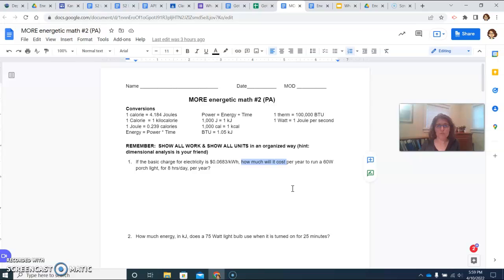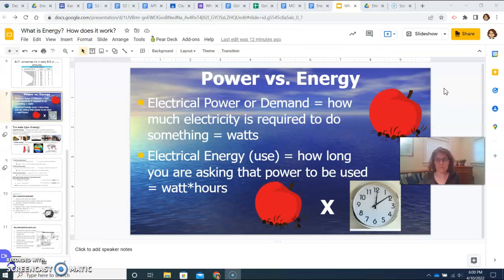Let's do a little review of what these units actually represent. So let's start off with 60 watts here. 60 watts is actually a measure of power. You may recall when we're thinking about electrical power or demand, we're talking about how much electricity is required to do something. So our basic unit there is going to be watts. You can think about how much work, for example, these ants need to put into place in order to lift this apple. So that's our first measurement there.